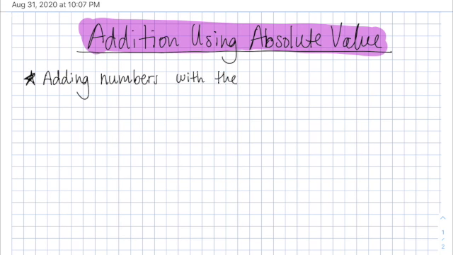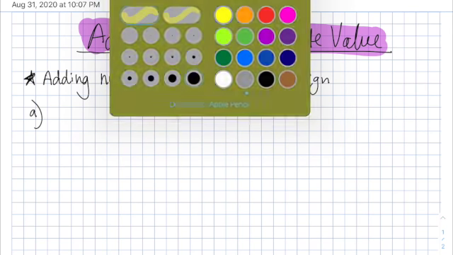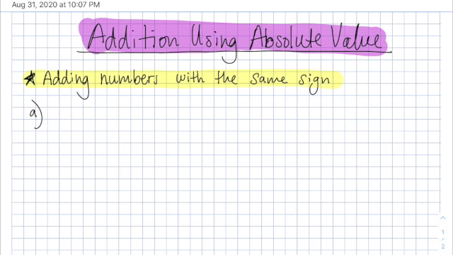There are a couple examples where we're adding numbers that have the same sign. So when I say same sign, what I mean is that we're adding two positive numbers together. So a positive and a positive, or we're adding two negative numbers together. So a negative and a negative. Okay, the first example that we're going to do is 3 plus 5.